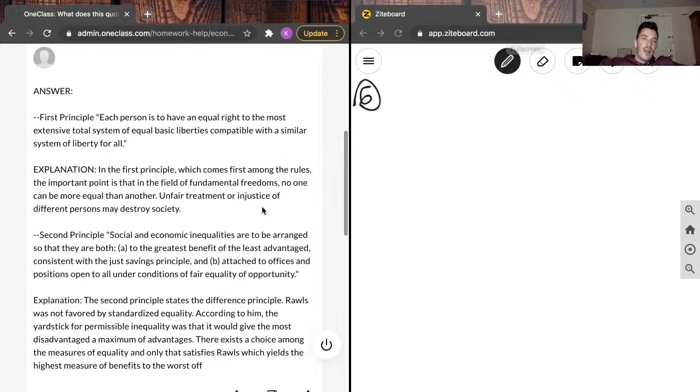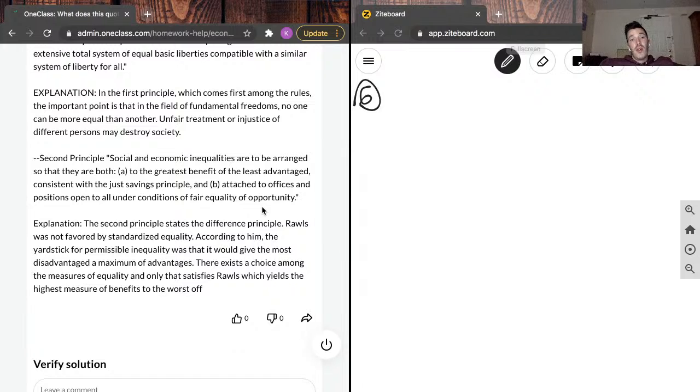What our junior tutor has written is that the first principle is that each person is to have an equal right to the most extensive total system of equal basic liberties, compatible with a similar system of liberty for all. Their explanation is that in the first principle, which comes first among the rules, the important point is that in the field of fundamental freedoms, no one can be more equal than another. Unfair treatment or injustice of different persons may destroy society. In one word, equality. It is important for any developed society to view their citizens as equals when it comes to issues like voting and working and things of that nature.